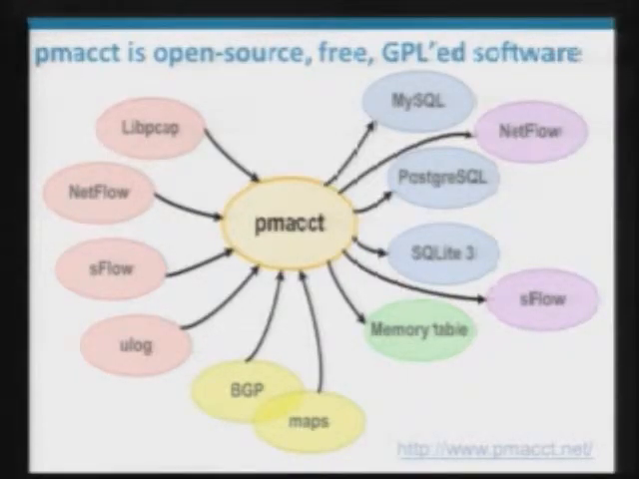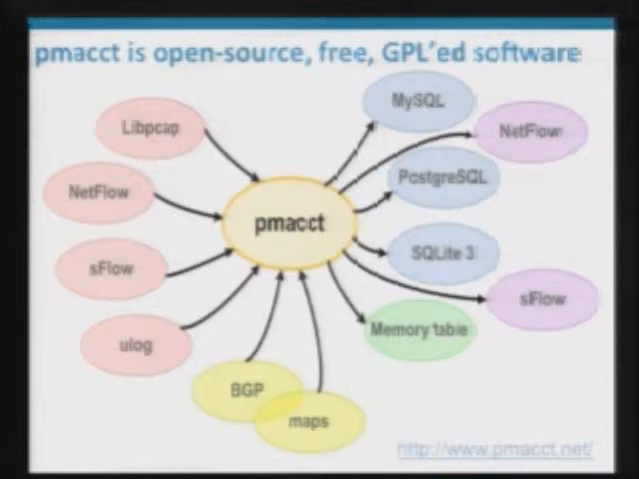What is the pmacct project? First of all, it is an open source, free GPL software initiative, and it is an IPv4, IPv6 accounting package. As you might see on this slide, on the left-hand side you have some traffic collection methods: libpcap, NetFlow, sFlow, or ULOG. Of course, IPFIX is missing, but IPFIX is there as well. On the other side of pmacct, you see some very well-known backends: open source relational databases like MySQL, PostgreSQL, and SQLite, but also memory tables. Pmacct can act as a NetFlow or sFlow collector. But the fact that you also see NetFlow and sFlow on the right-hand side of the slide means that it can also act as a probe. But that's really out of discussion today.